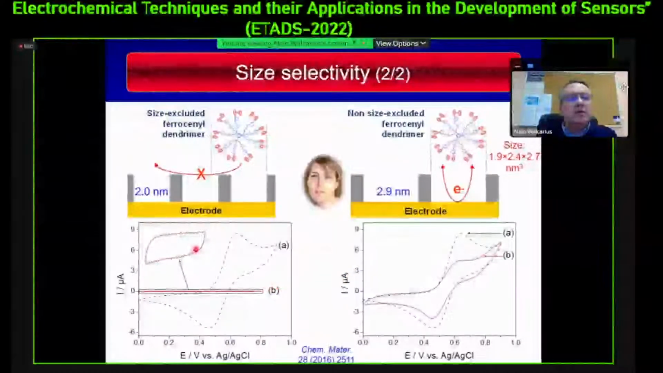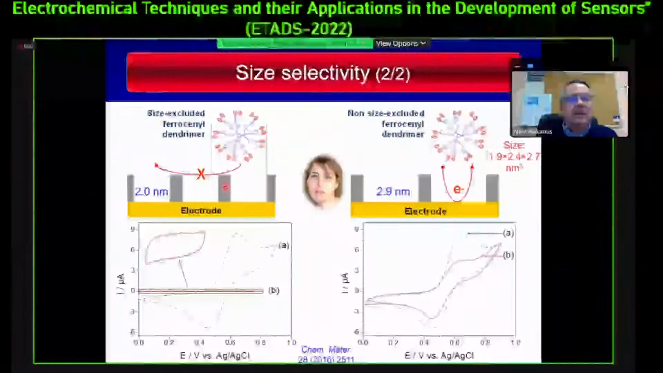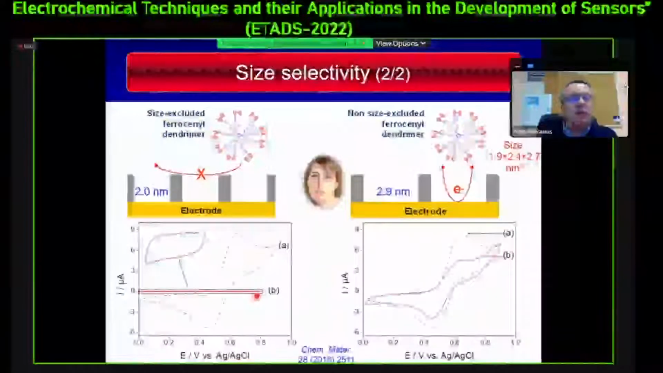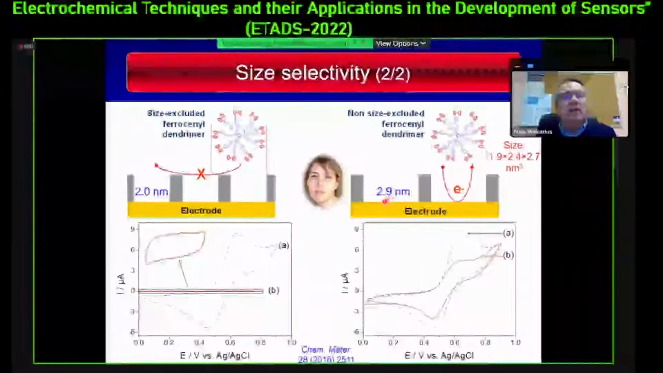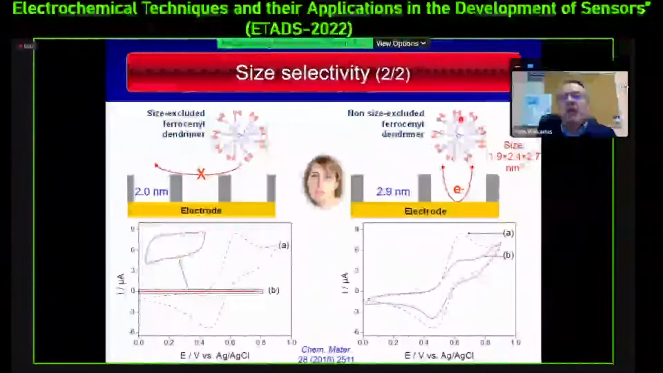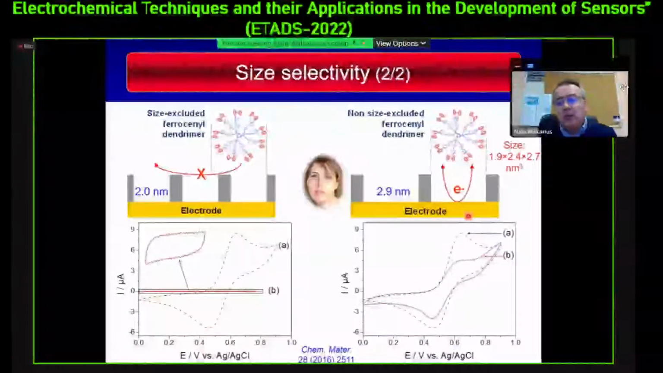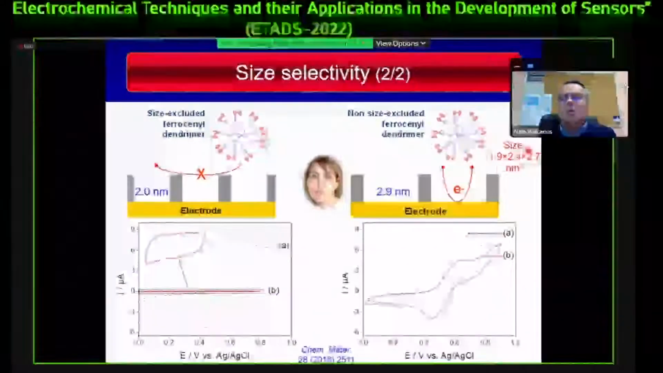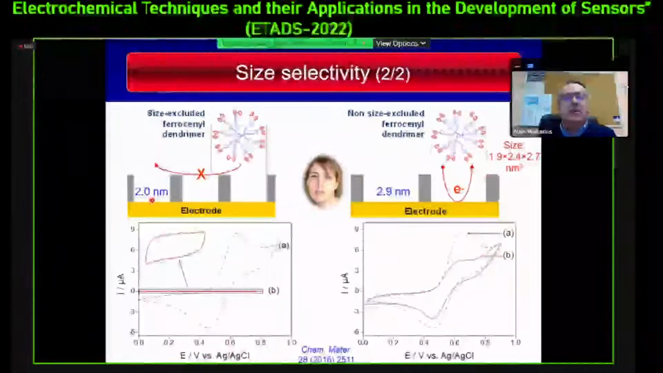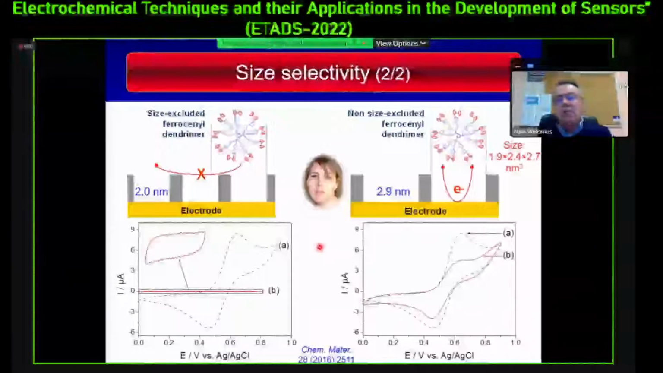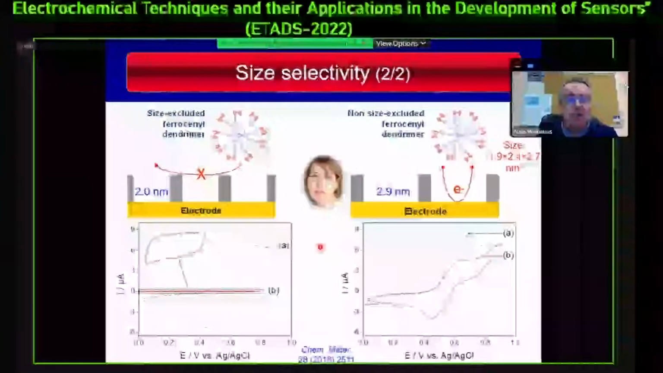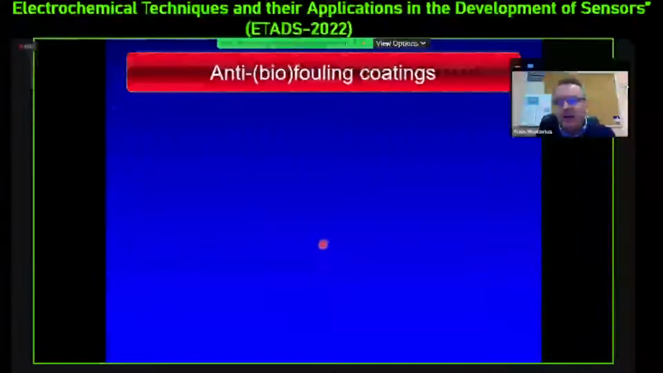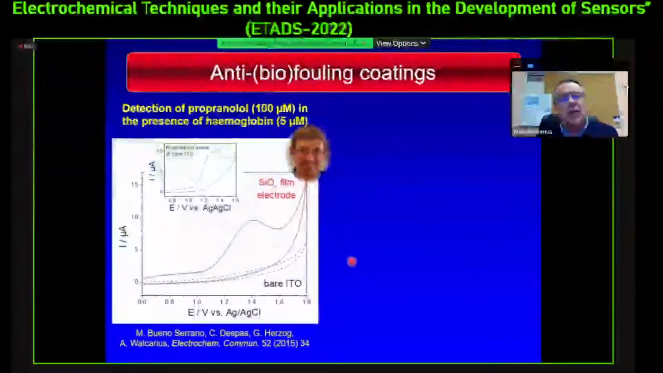For the 2 nanometers pore size films, this probe is not likely to reach the electrode surface, and we don't observe any voltammetric response. When we have a slightly larger pore aperture, 2.9 nanometers instead of 2 nanometers, this dendrimer is likely to cross the film and to give the response, and the critical size is 2.5 nanometers, just in between these two systems. So this gives real molecular sieving properties to these films, and we can exploit this in electroanalysis. For instance, I will give you 2 examples.